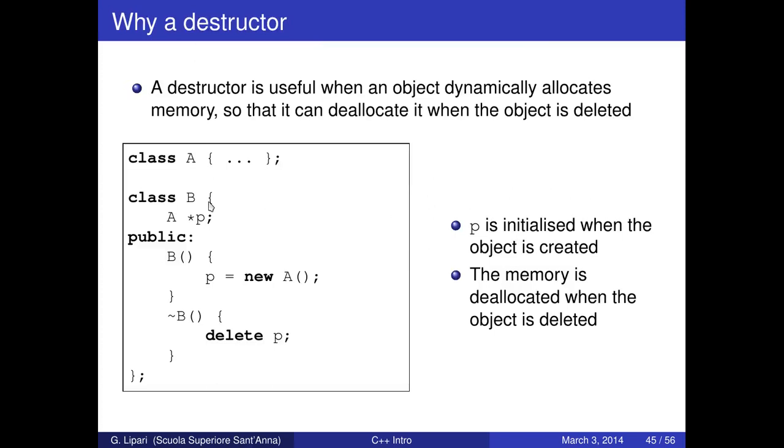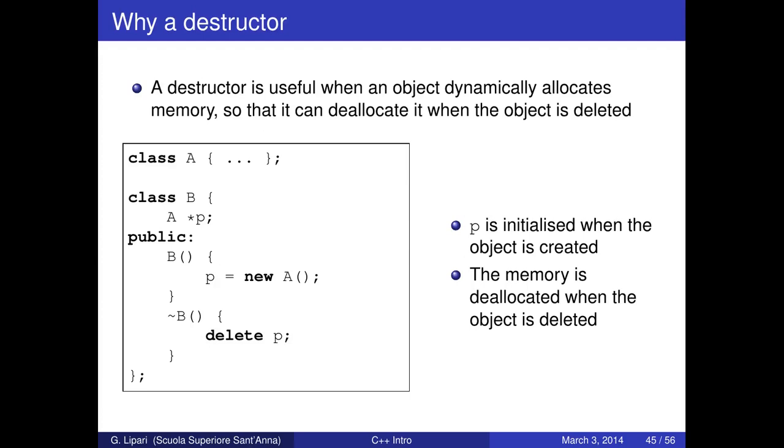So for example, in this case, I have a class A, then I have a class B, which internally defines a pointer to A, and for example, in the constructor, A is created and its address is assigned to P. Well, we need to write a destructor to delete this object when B goes out of scope. Otherwise, some memory could remain allocated and cannot be deleted anymore in the future.